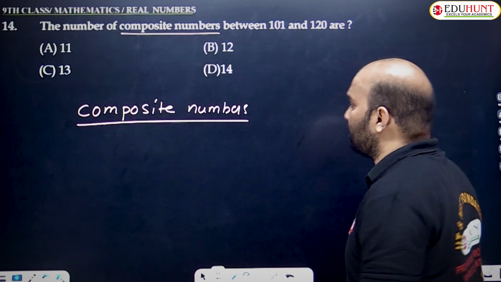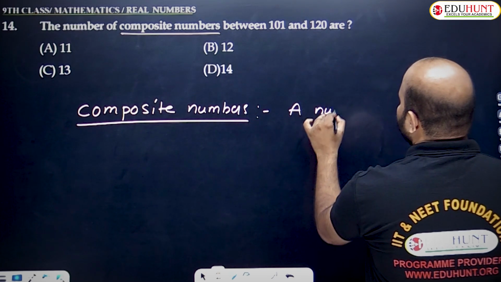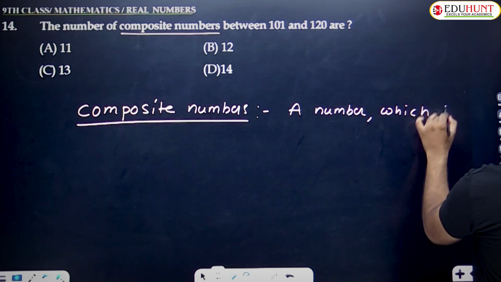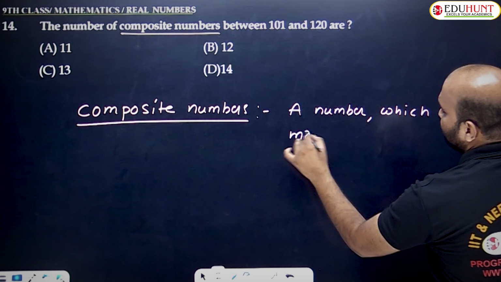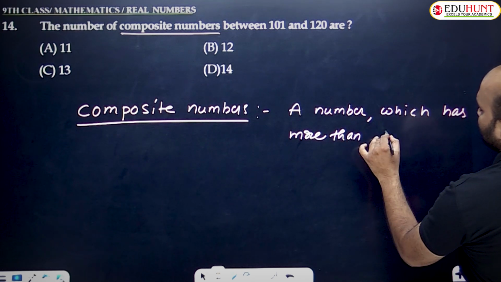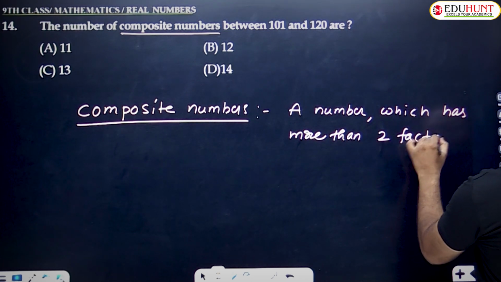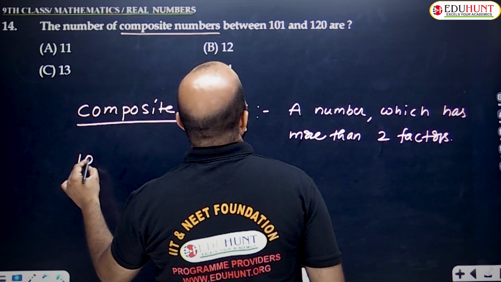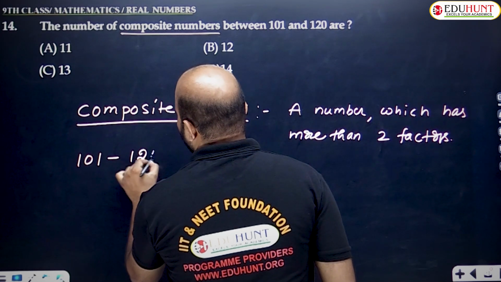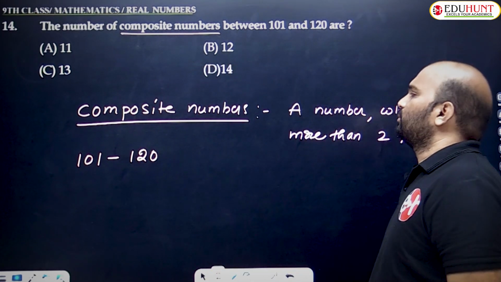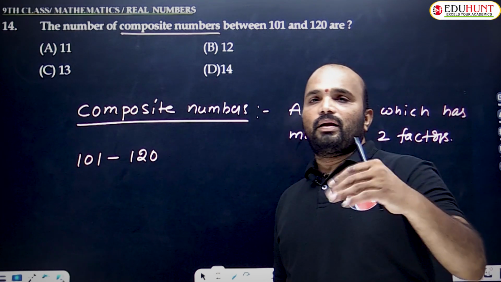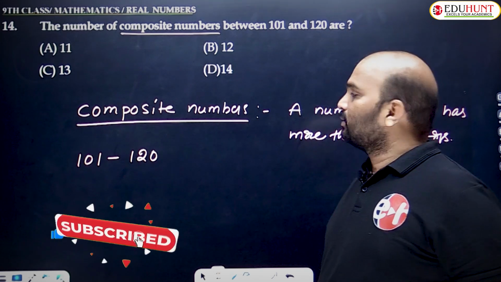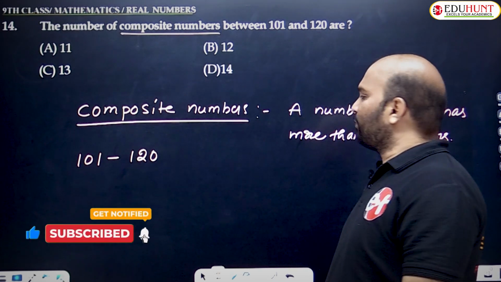So composite number means a number which has more than 2 factors or divisors. So that is called a composite number. So in that interval between 101 to 120, how many composite numbers are there? So clearly we need to observe, except 2, especially evens. All evens are composite numbers except 2, because every even number has more than 2 factors except 2.